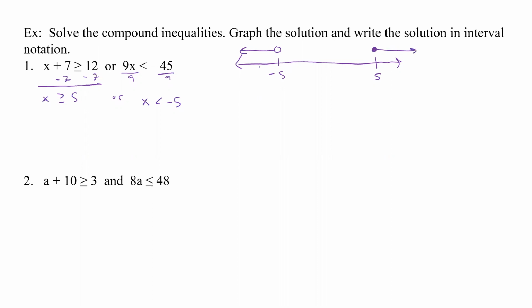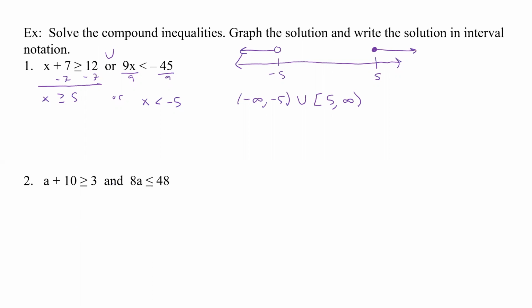And so our solution is going to be what's in this one, or both. So we're going to go from negative infinity to negative 5. That's going to be a parenthesis because it's open. Then we have union. Now from here, that's going to be a bracket, and it's going to go from 5 to positive infinity, and then a parenthesis. Okay, so that's going to represent our solution. And again, because they have or, that's the union, and so we're going to have a union here.